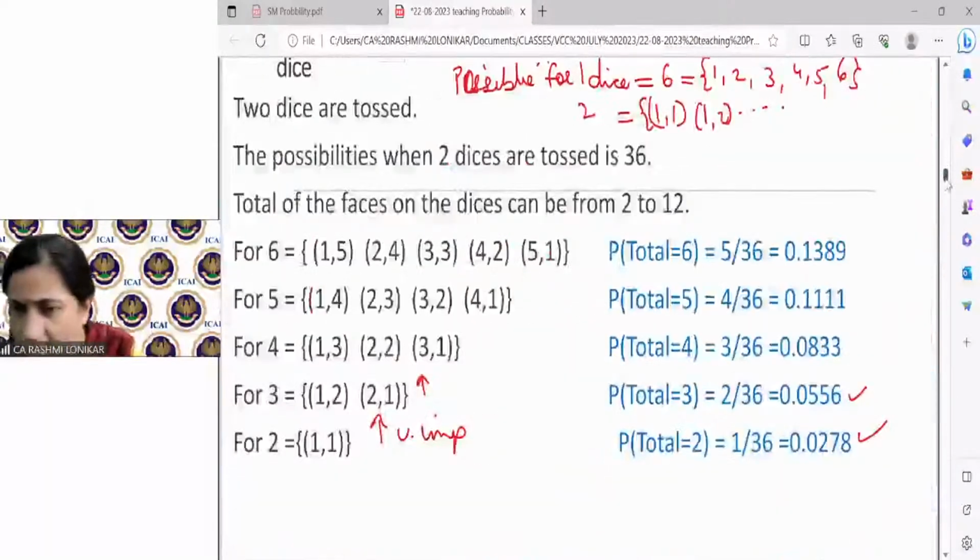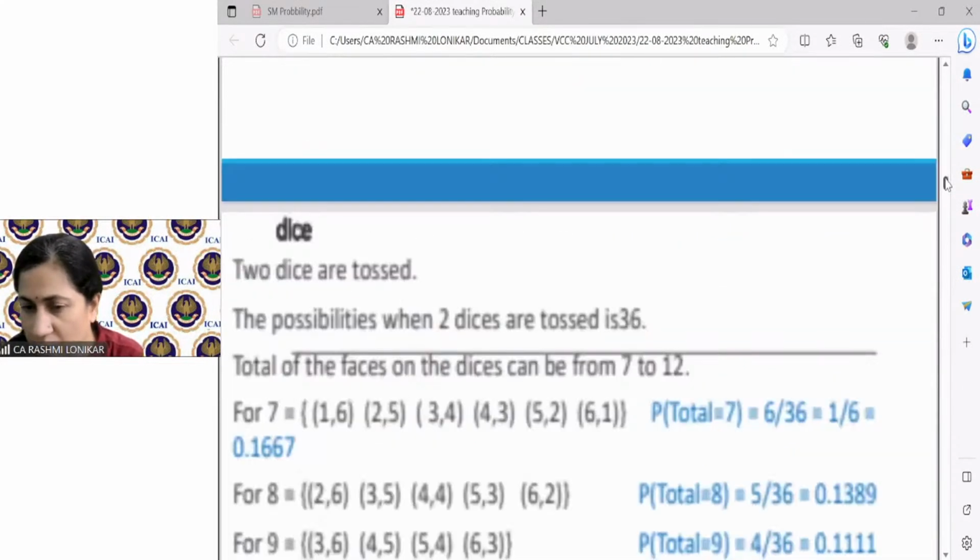Then we have talked about 2 dice also. So you can have the addition of the two numbers on the dice, or the difference also. You can have those types of things.